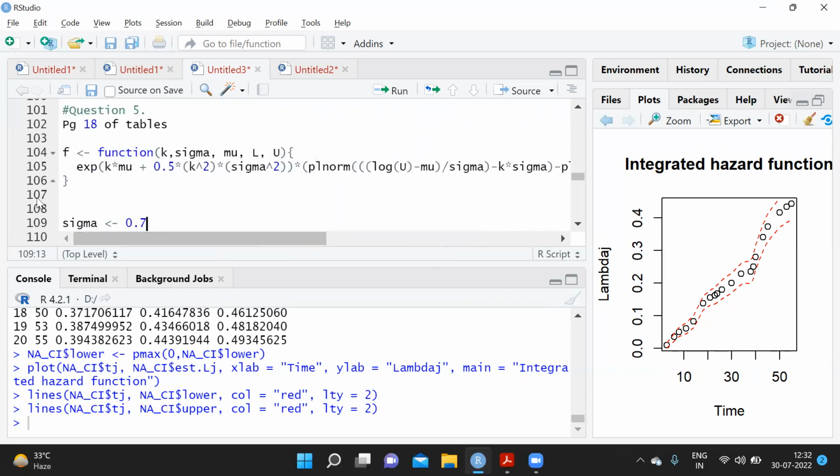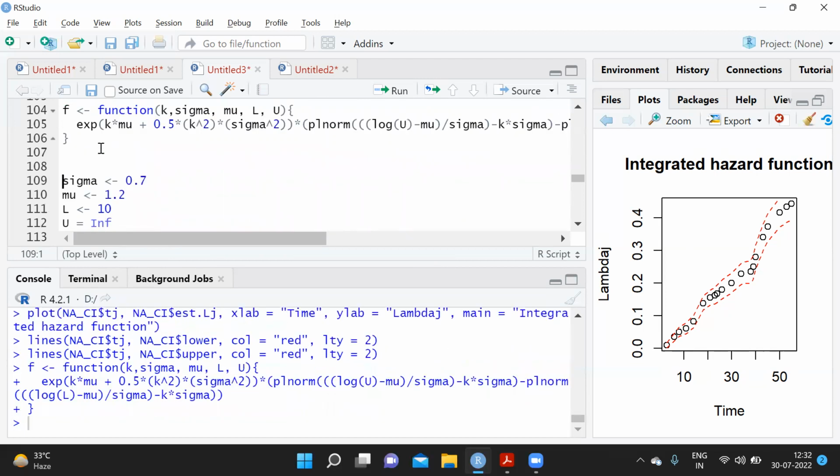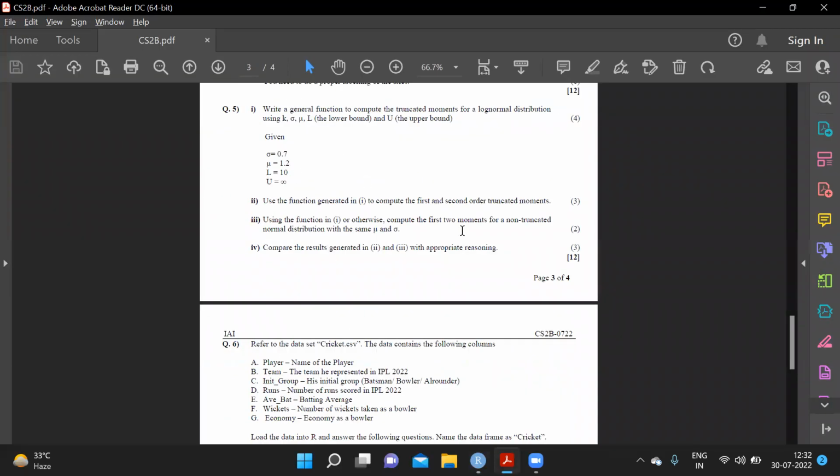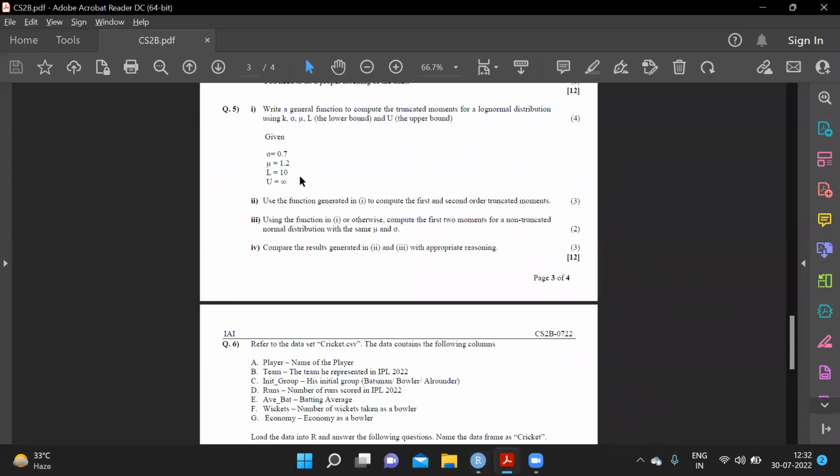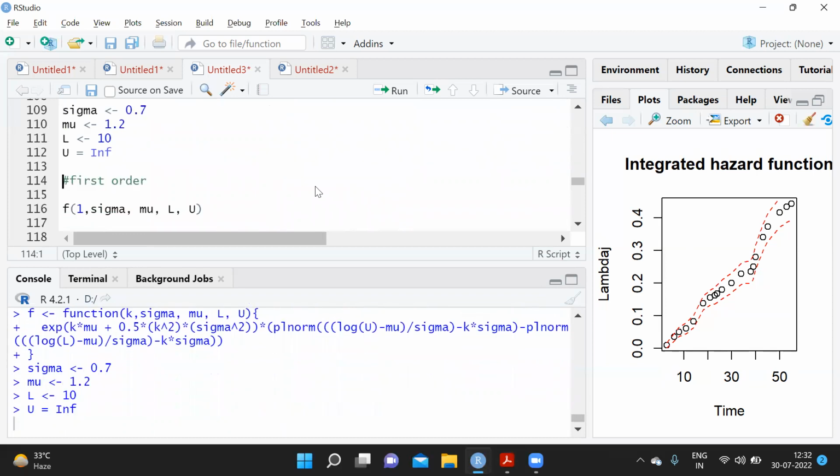By sigma minus k into sigma. So this is the function we create. Just creating this function is 4 marks. You have to just input the function. Then they've told us the values of sigma, mu, L and u.